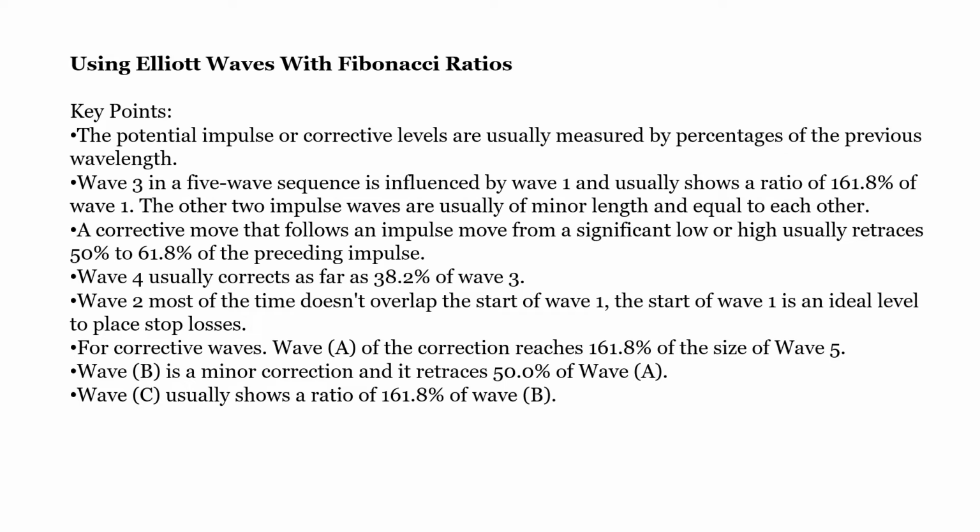For corrective waves, wave A of the correction reaches 161.8% of the size of wave 5. Wave B is a minor correction and it retraces 50% of wave A, and wave C usually shows a ratio of 161.8% of wave B.